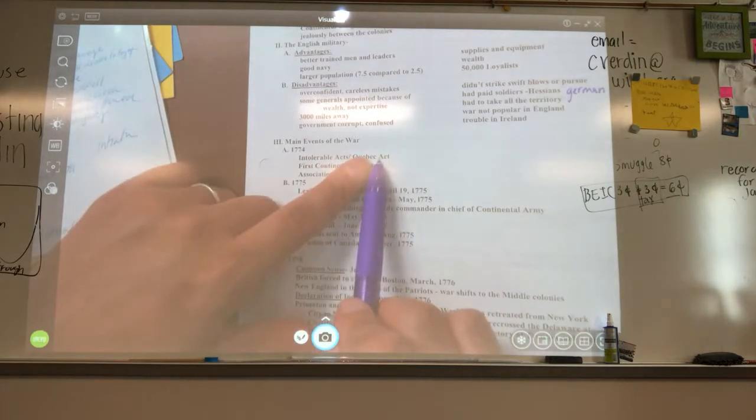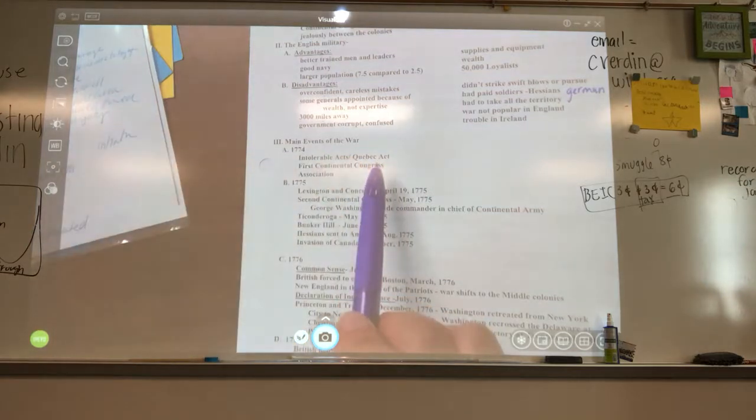The Quebec Act takes away the Ohio River Valley from the colonists and gives it to who? The French British citizens. And what does it do to their rights?